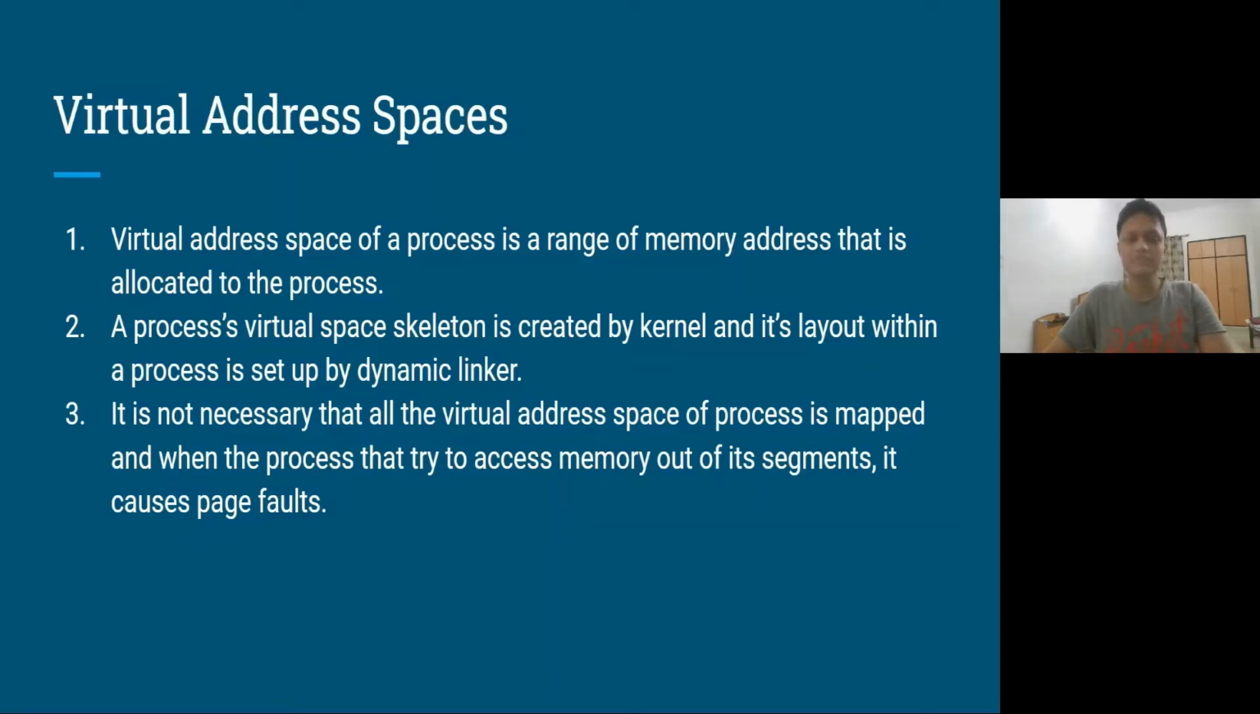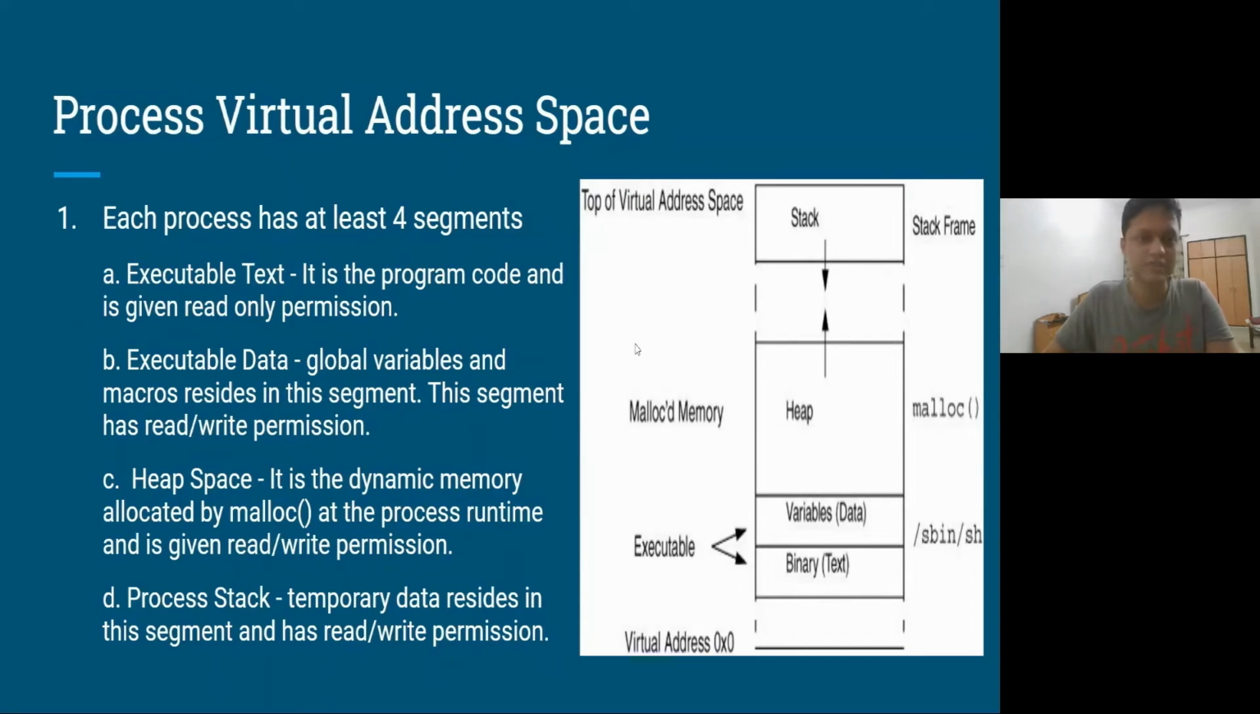And in Solaris, we use dynamic linking. There are two types of linking, dynamic linking and static linking. In static linking, we embed the library functions in our code itself, whereas in dynamic linking, we use pointers called stubs, which point to the library functions in the main memory. It is not necessary that all the virtual address space of a process is mapped. This allows us to have virtual address space much larger than physical address space, and we will discuss page faults in the coming slides.